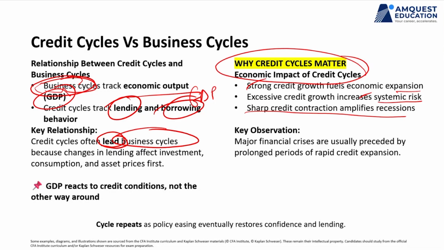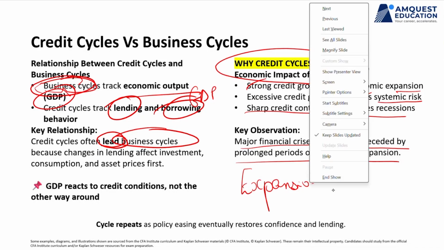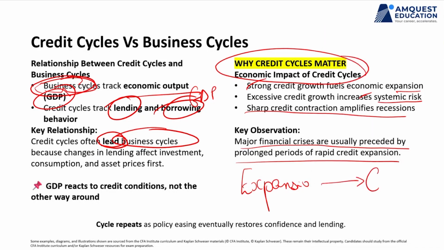And that's why credit cycles and business cycles are always viewed together. Okay, and this is a very interesting cycle. Most crises are usually preceded by prolonged periods of expansion. So it's always scary. If there's a large expansion, it is always bound to be followed by a contraction. So it's important to make sure that the expansions happen, but not too wildly.